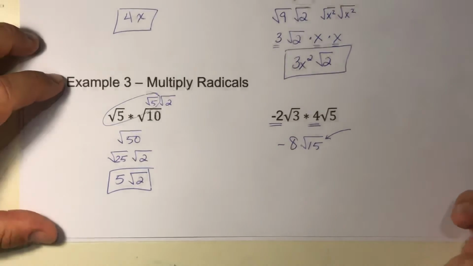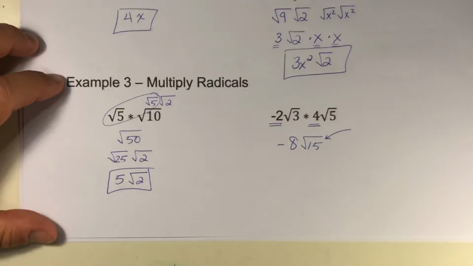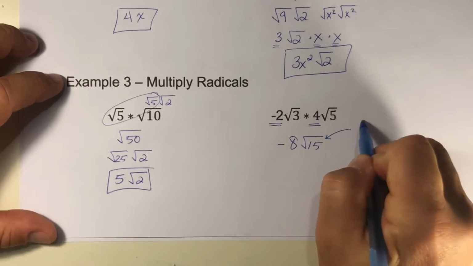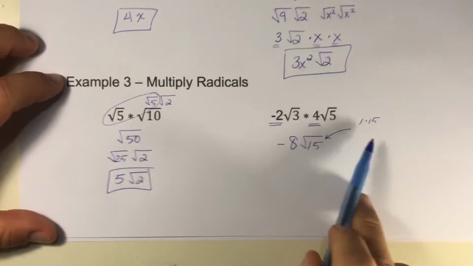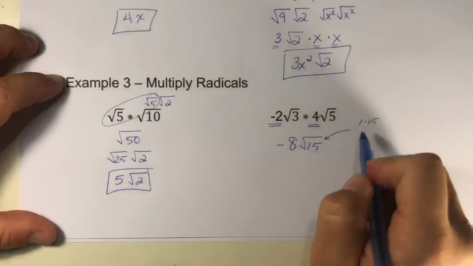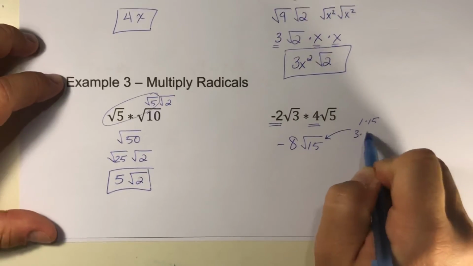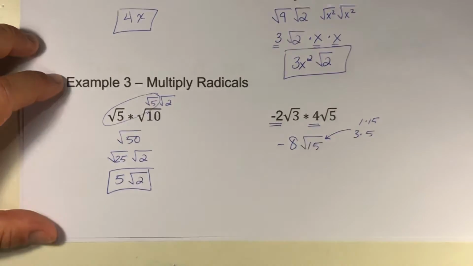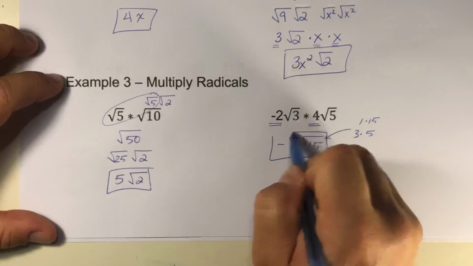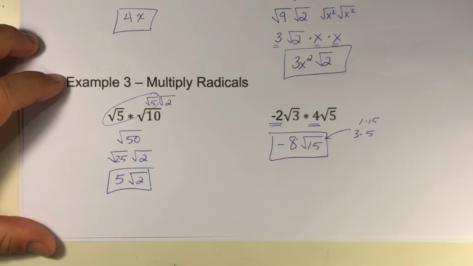Now, always we should ask ourselves, can we simplify this radical further? Well, I want to think about all of the factors of 15. Well, it's 1 times 15. Well, that's not going to help us out here, right? We also have 3 times 5 gives you 15. Neither one of those is a perfect square. So, as a matter of fact, radical 15 is already simplified.